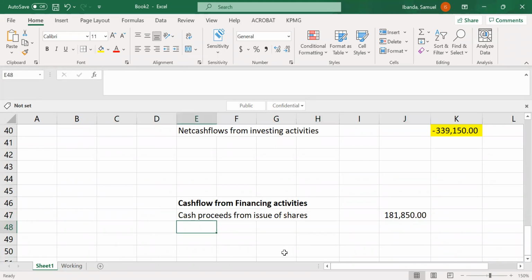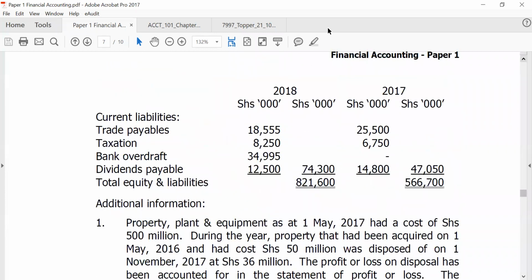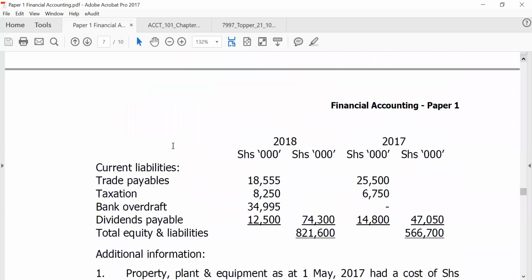Now, apart from cash flows from the issue of shares, what else we include under financing activities is the aspect of a loan.